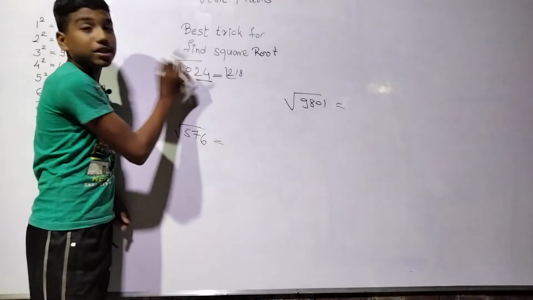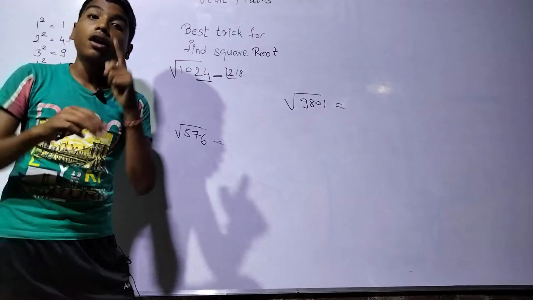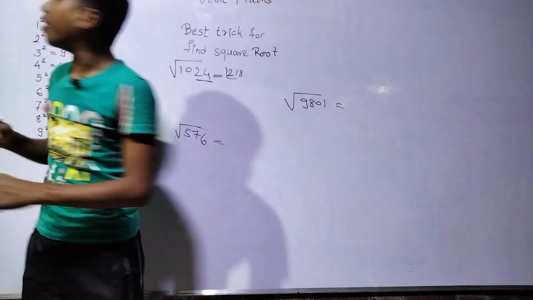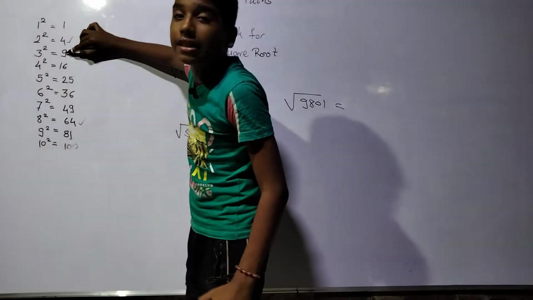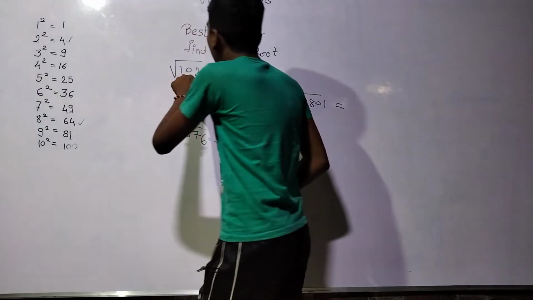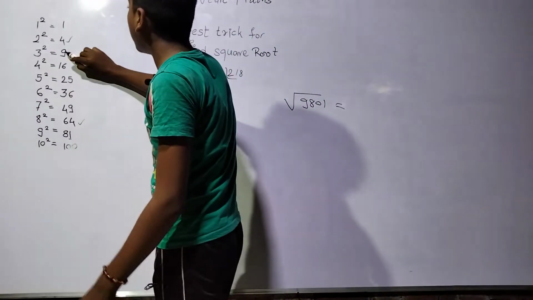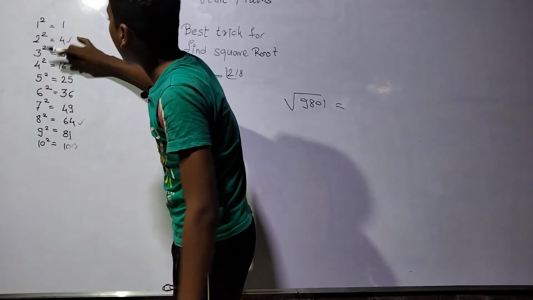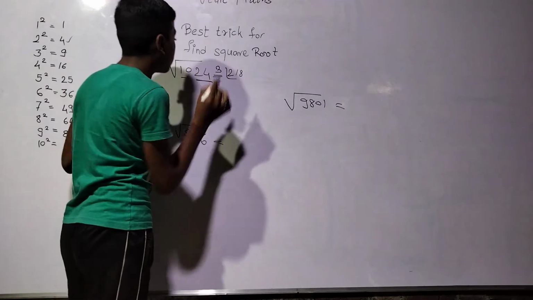Now the remaining number is 10. We have to find the square number less than 10, not above. Here 9 is less than 10, and the next one is 16. So 9 will be perfect. The square root of 9 is 3. So the tens place number must be 3.